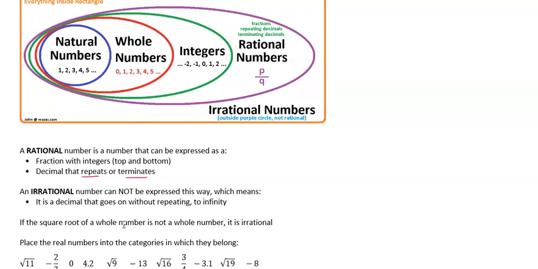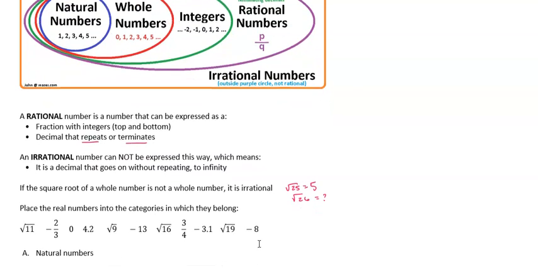All right, if the square root of a whole number is not a whole number, it is irrational. Okay, so an example of this is, if I take the square root of 25, then that's just 5. That is a rational number. If you take the square root of 26, that is not a whole number. I don't know what it is, but it's not a whole number. It's not 4, 5, or 6. It's going to be irrational. So that's just a really simple rule to remember.